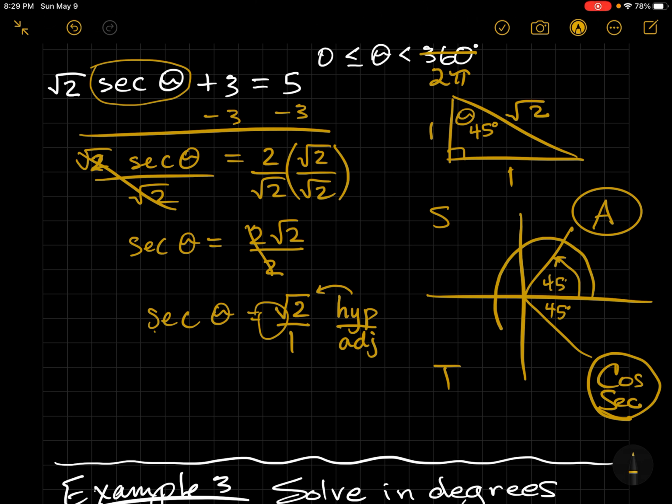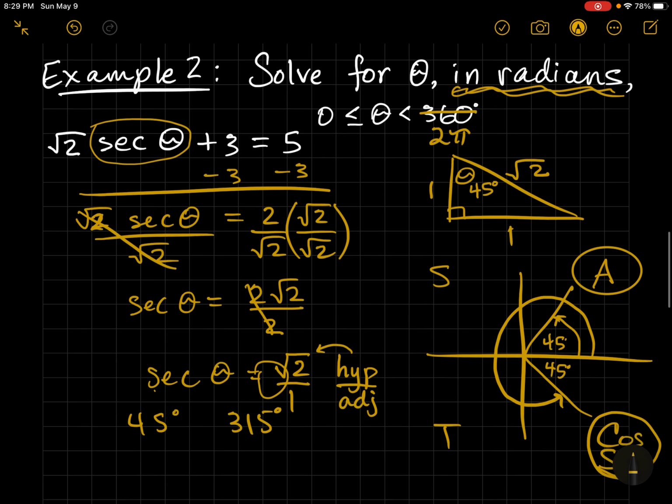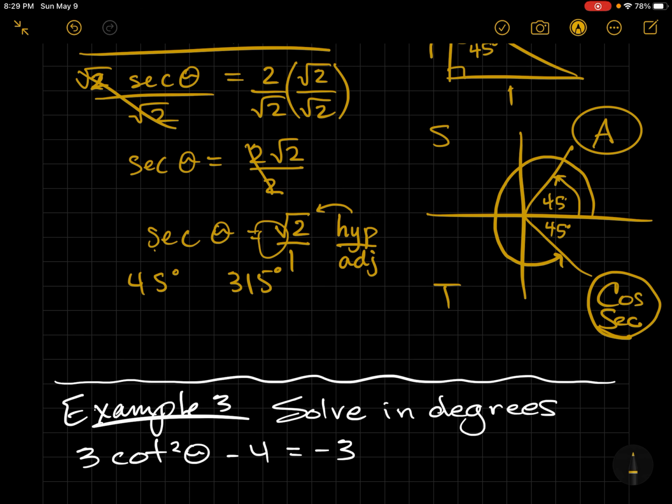So my first answer in standard position is 45 degrees. Second answer, what is that? 360 minus 45 is 315. So I'm looking at 45 degrees and I'm looking at 315 degrees. But I have a little situation. The problem asks for radians. So we're going to convert, and hopefully you remember how to do your conversions.